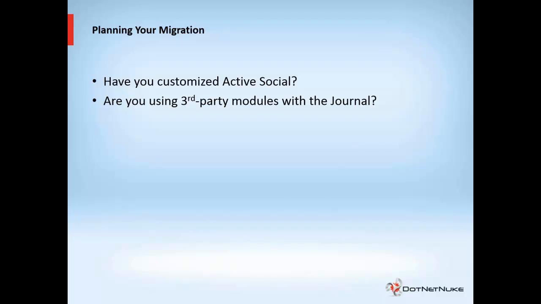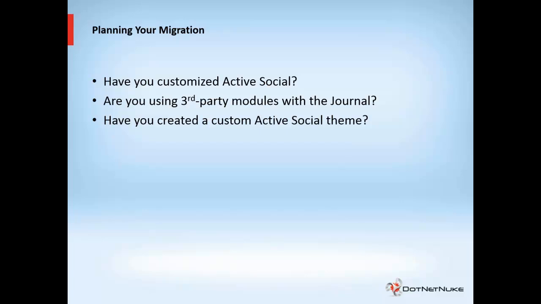The next part is, are you using any third-party modules with the journal? There are several third-party modules that integrated with the Active Social journal, and if you're using those modules and your site depends on them, you want to make sure that they've been updated for integration with the DotNetNuke 6.2 journal.